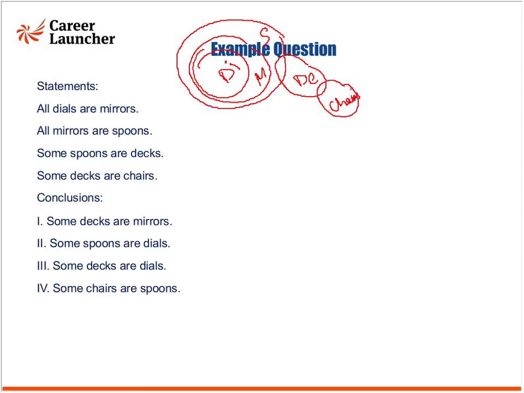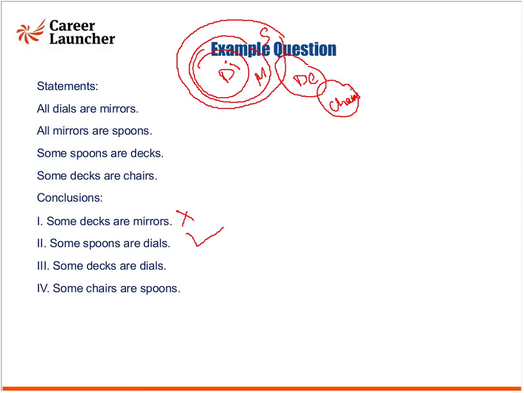So now let's look at the conclusions. Some decks are mirrors. Okay, so some decks are mirrors. We can see that the 2 of them are not colliding, so we can straight away cancel this out. Some spoons are dials. Okay, this was spoons, and yes, you can see dials fall under the category of spoons. So yeah, this is valid.